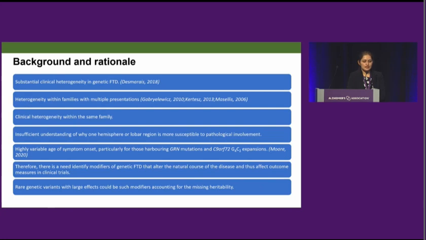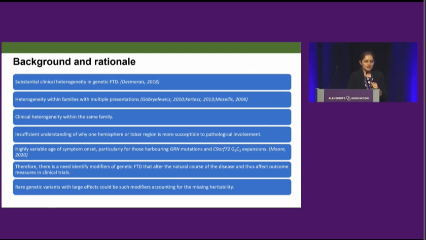There is substantial clinical heterogeneity in genetic FTD. Heterogeneity within the families is also very common with multiple presentations. Clinical heterogeneity is also present within the same family, and that is in part due to the variable involvement of the hemispheres or the lobar regions. However, it is not known if one hemisphere or one lobar region is affected more than the other.